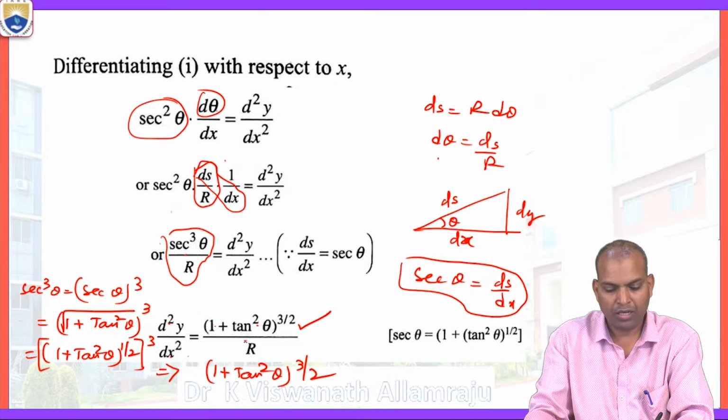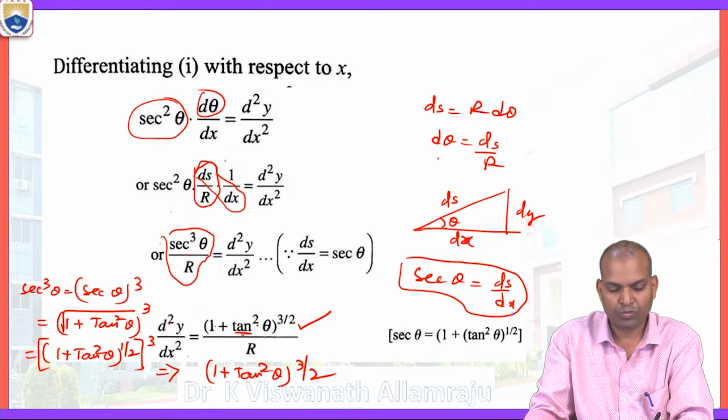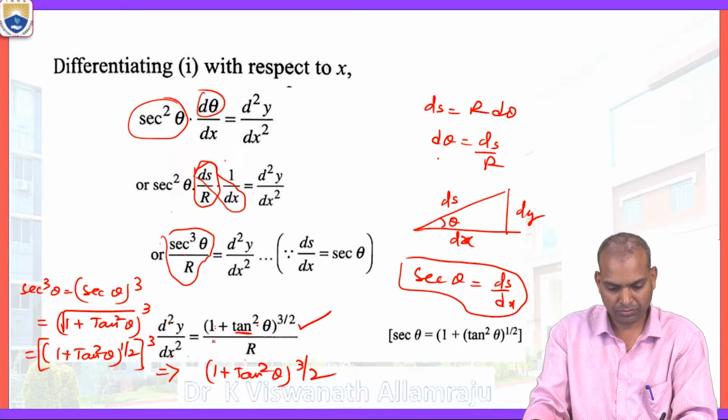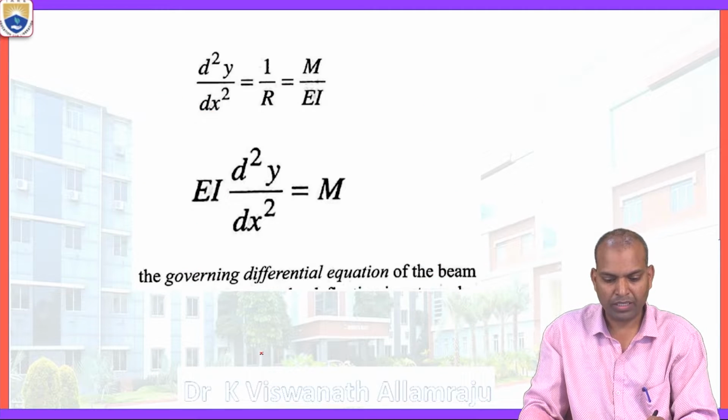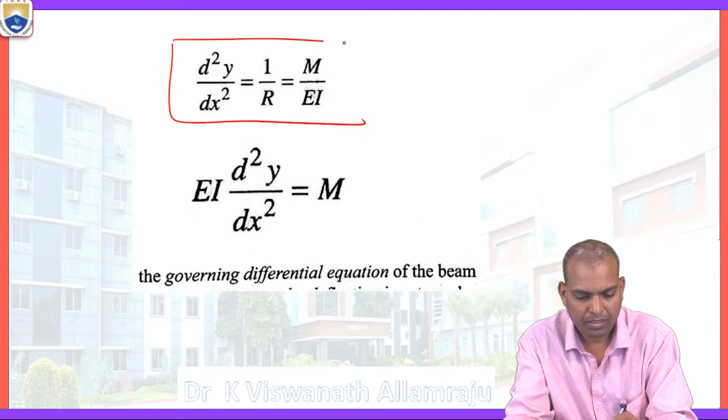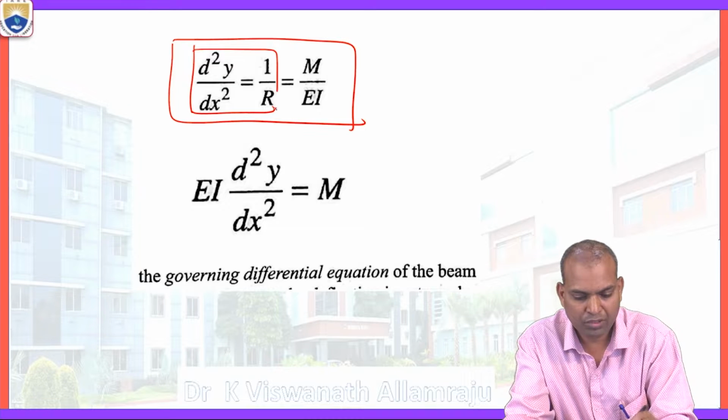by r. Now when tan theta, the angle, is very small, consider it as 0, then 1 power 3 by 2 becomes 1, and this equation is transformed to d square y by dx square equals 1 by r.